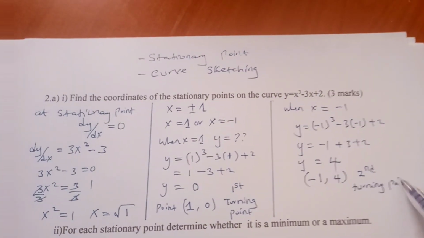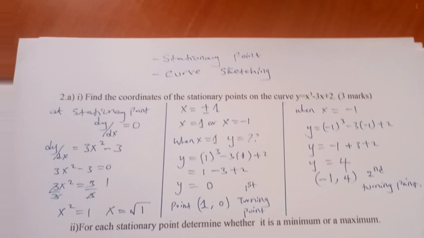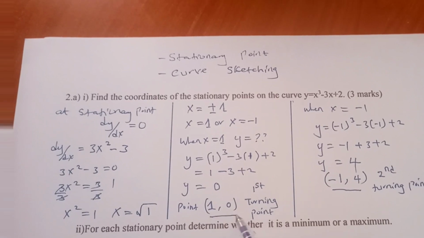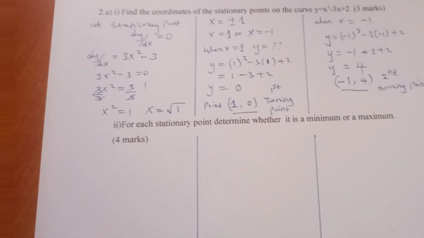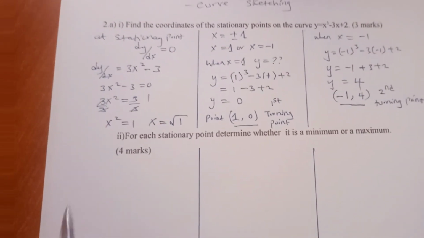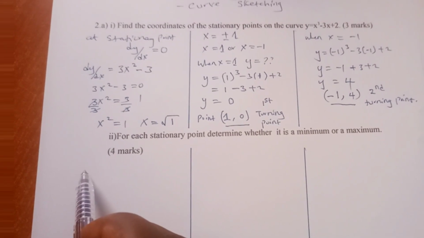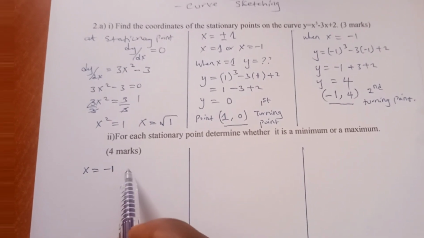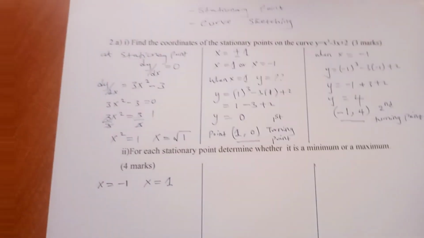Or the second turning point. Like we said earlier, this graph has 2 turning points, and we have identified the points. We are going to save that for curve sketching later. Then for each of the stationary points, determine whether it is a minimum or a maximum. So we conduct the test. We start with the first point: when x is negative 1, is this a minimum or a maximum point?